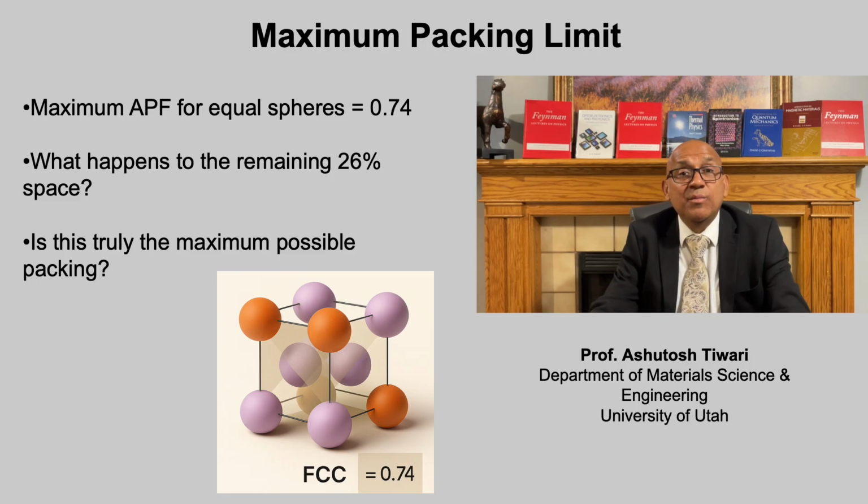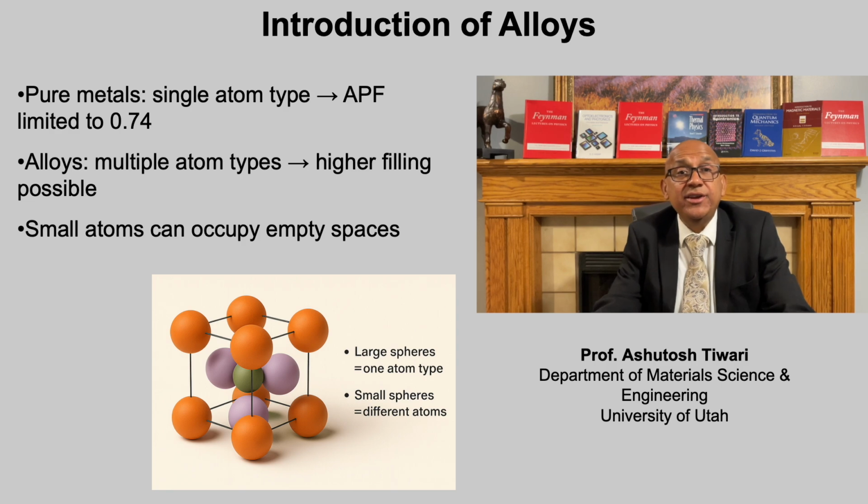The answer is yes, but this limit holds only when all atoms are identical in size, like in pure metals. In real engineering materials, atoms are not always identical. When 2 or more types of atoms are present, as in alloys, the situation changes. The smaller atoms can occupy the empty spaces or interstitial sites left in packing of larger atoms. This allows us to increase the overall filling beyond the 74% limit of pure metals. In fact, this concept of multiple atoms sharing the same crystal lattice is what gives alloys their remarkable strength, density variation, and wide range of applications.